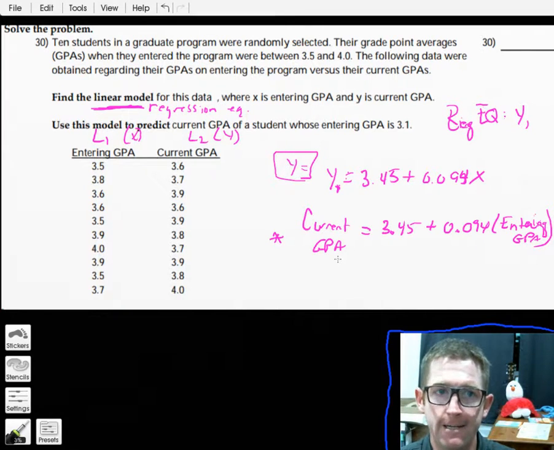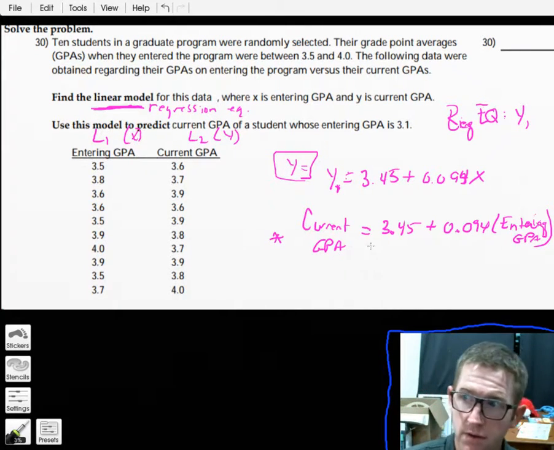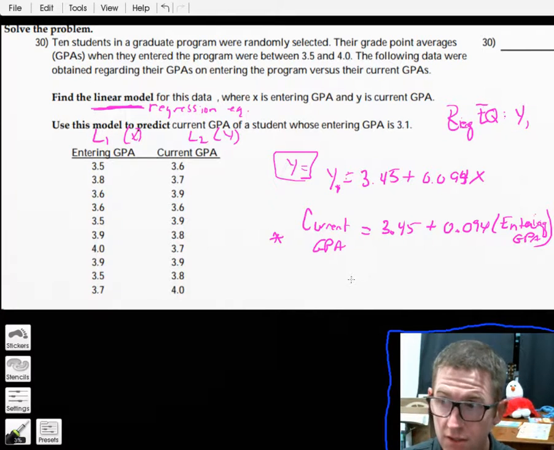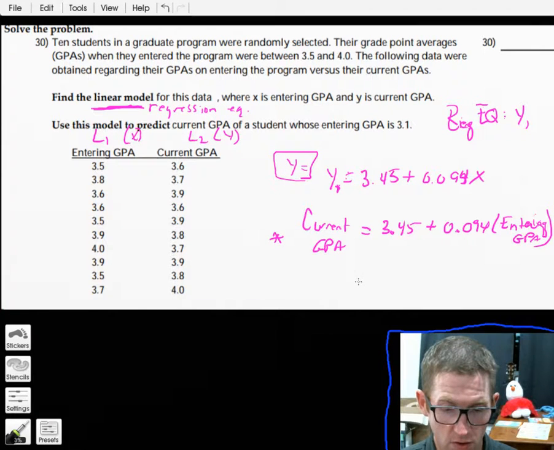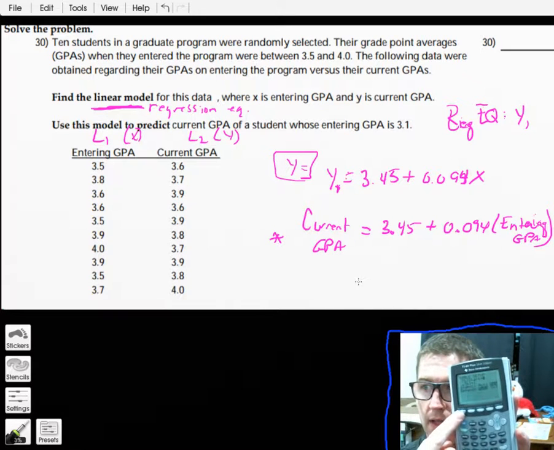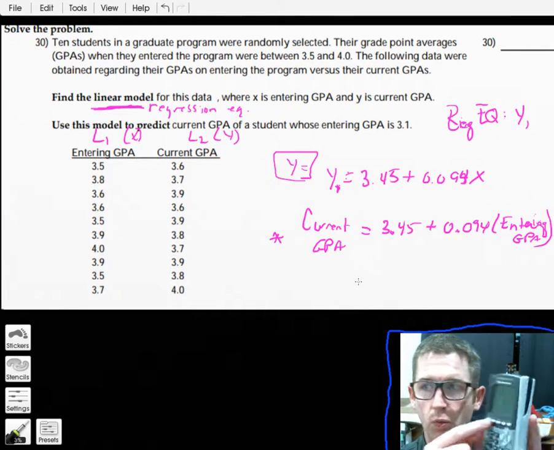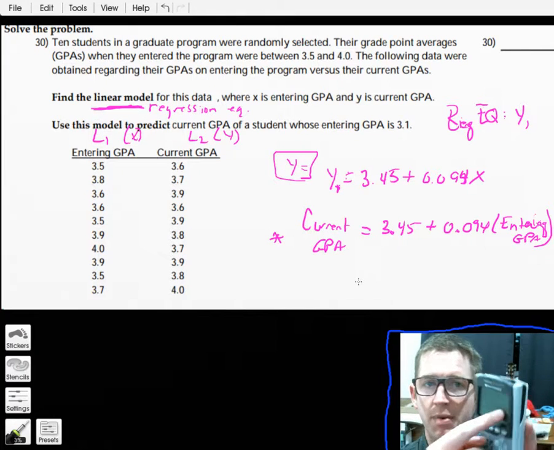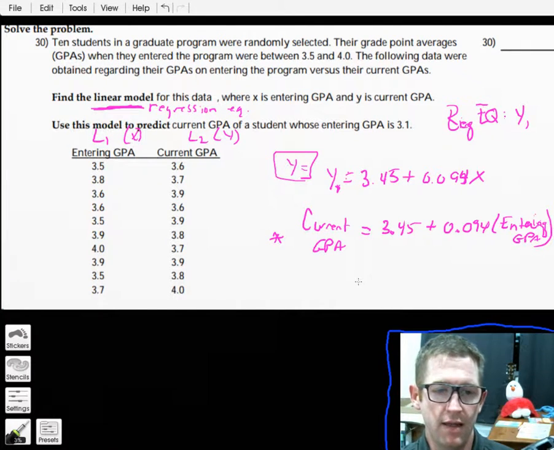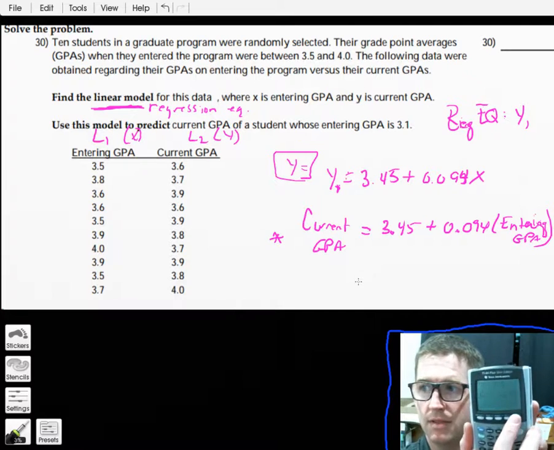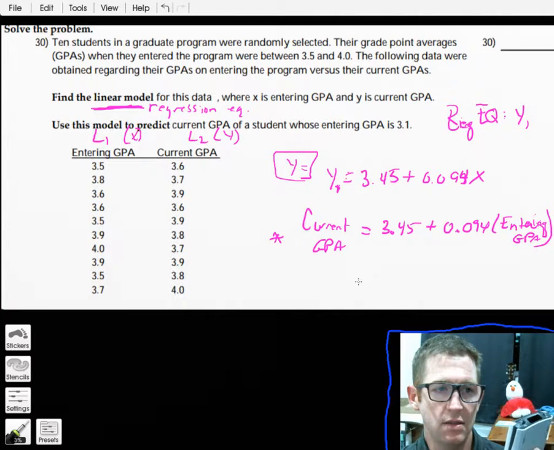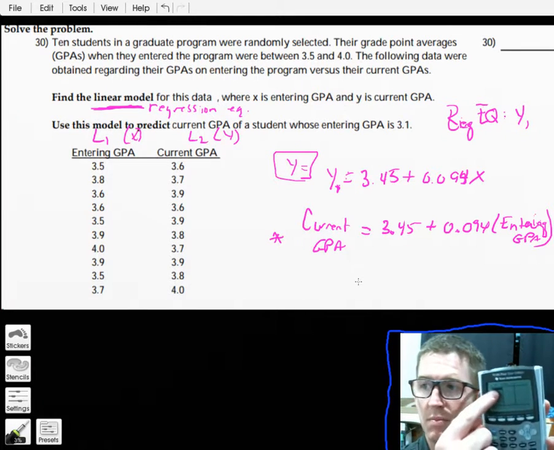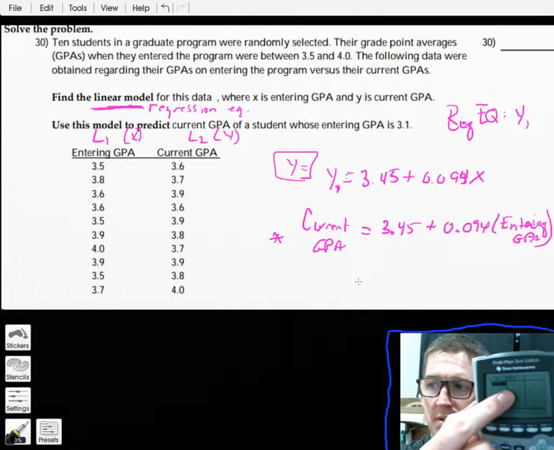Okay. Now use this model to predict the current GPA. Now I could actually use a calculator to do this. Very helpful. If I go to TBLSET, which is the second button and then the window button, and make sure independent is set to ask, and then go to second graph, which is a table. So it gives me a bunch of tables, and I should delete these. It's asking me to put in a value for x, and it's going to spit out a value for y.